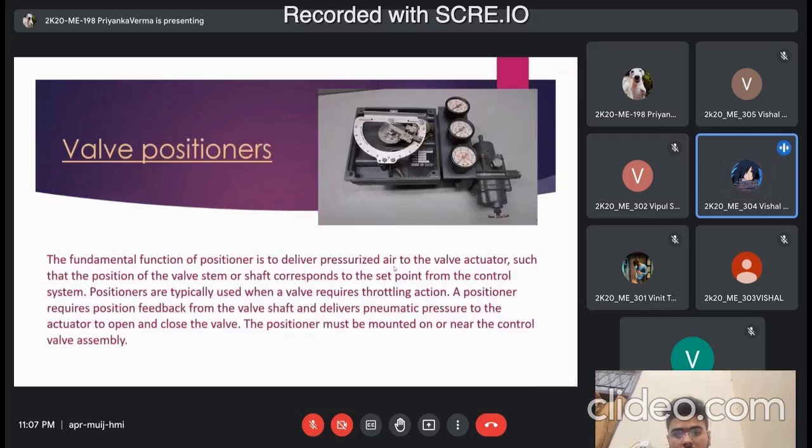Next slide. Valve positioners. The fundamental function of a positioner is to deliver pressurized air to the valve actuator such that the position of the valve stem or shaft corresponds to the set point from the control system. Positioners are typically used when a valve requires throttling action. A positioner requires position feedback from the valve shaft and delivers pneumatic pressure to the actuator to open and close the valve. The positioner must be mounted on or near the control valve assembly.